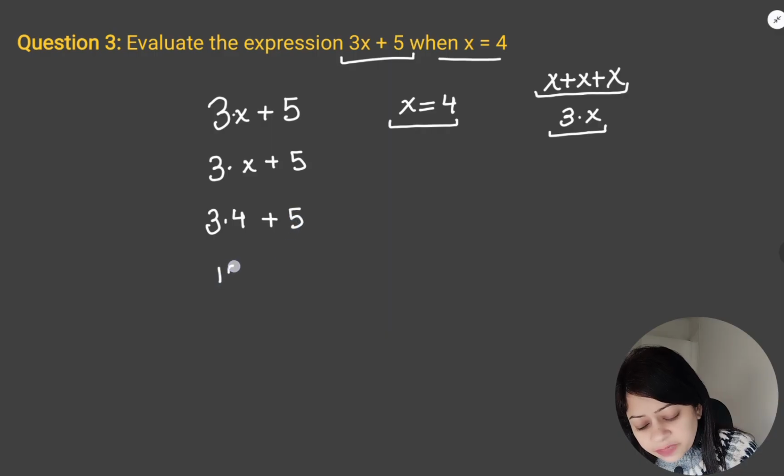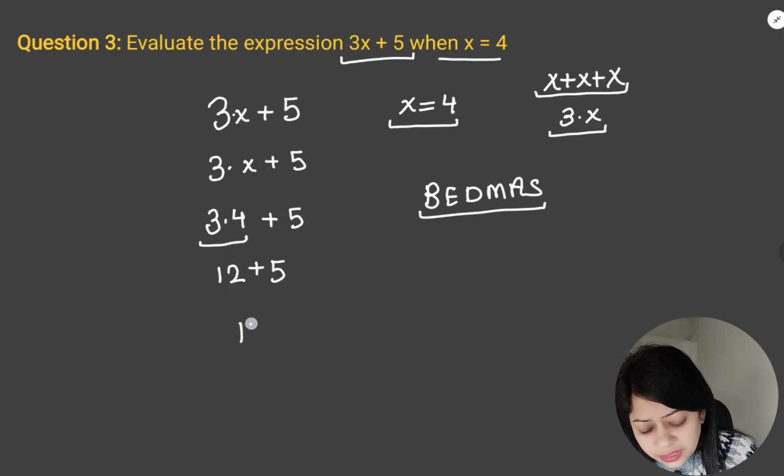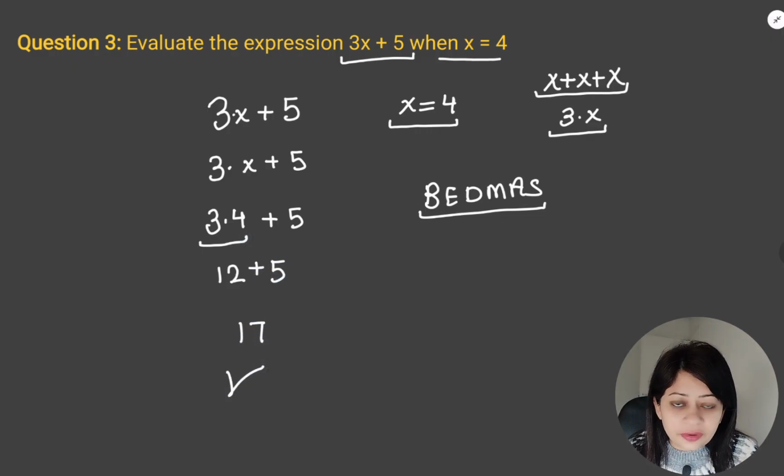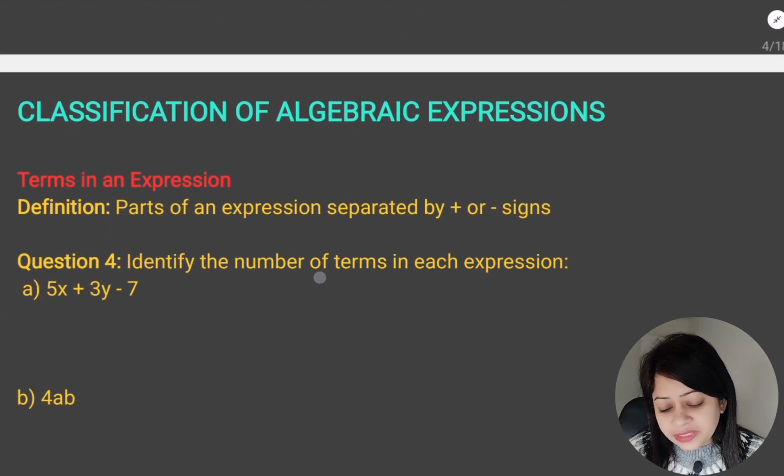So what is 3 multiply 4? According to BODMAS or BADMAS, what will you solve first here? You cannot add first and then multiply. You will multiply first and then add. So what is the answer? Answer is 17.